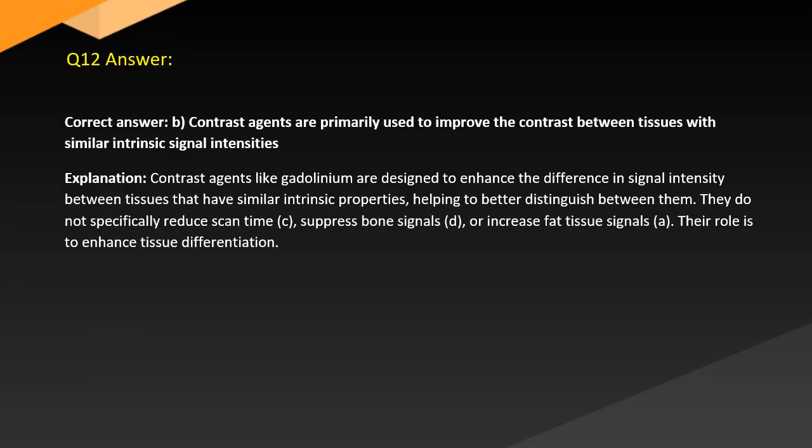Answer. Correct answer: B. Contrast agents are primarily used to improve the contrast between tissues with similar intrinsic signal intensities. Explanation: Contrast agents like gadolinium are designed to enhance the difference in signal intensity between tissues that have similar intrinsic properties, helping to better distinguish between them. They do not specifically reduce scan times, C. Suppress bone signals, D. Or increase fat tissue signals, A. Their purpose is to enhance tissue differentiation.